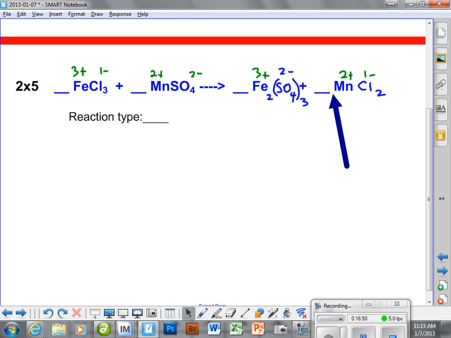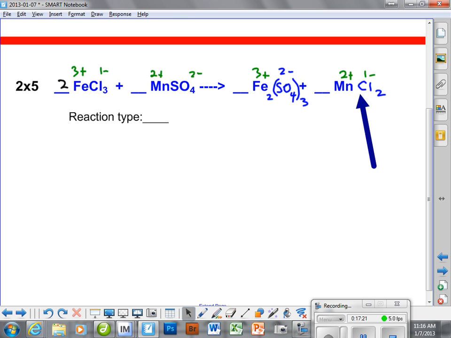So let's start out with the irons. The iron here has a 2 subscript. The iron here has no subscript, and so there's only one of these, but 2 of them over here. Since we're balancing the equation, we can only deal with coefficients, and we'll put the 2 up here. Let's balance the manganese now. Manganese is 1 over here and 1 over here, so we don't need a coefficient on either side.